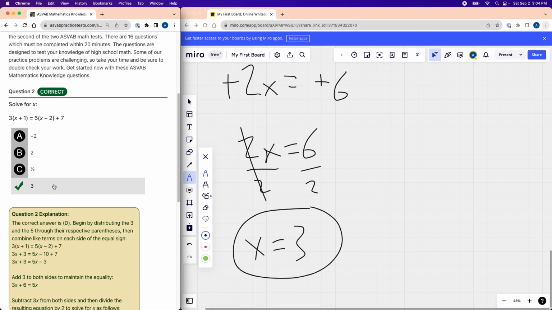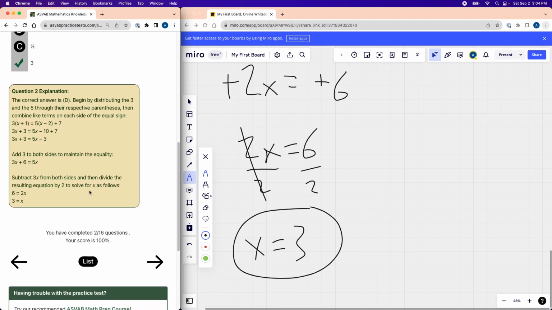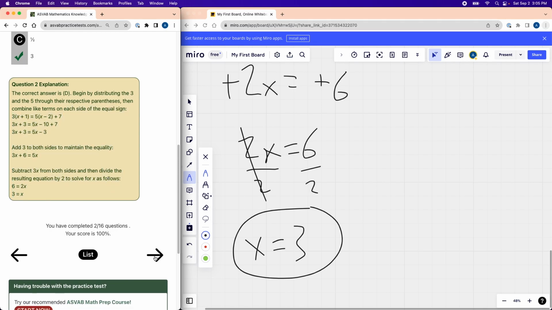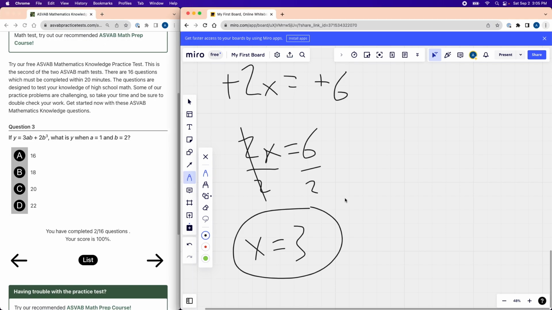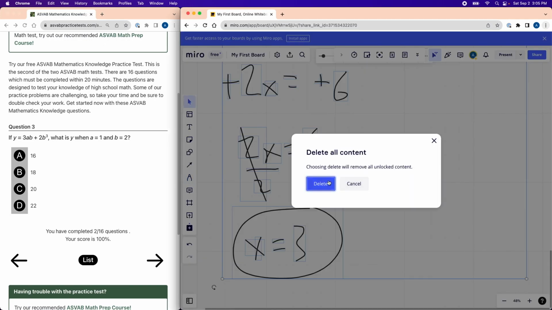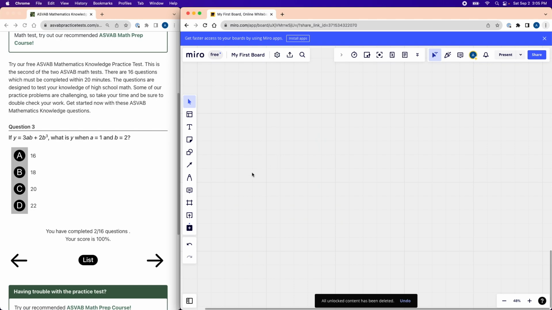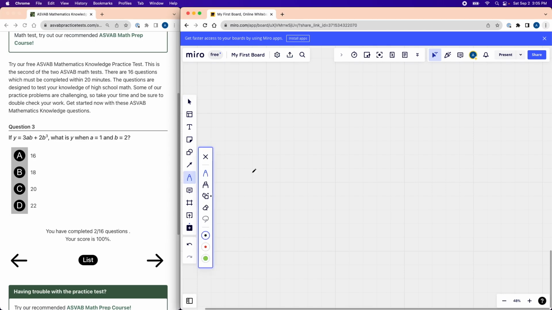All right, go ahead and select that one as the correct answer, and they kind of just walk you through everything, making sure that you are following PEMDAS correctly. All right, let's move on to the next one here. Yes, delete all the content. Perfect. All right. And now, if y equals 3ab plus 2b cubed, what is y when a equals 1 and b equals 2? All right, so press pause and try and figure this one out on your own real quick.